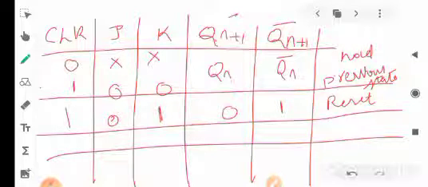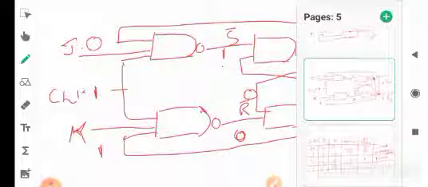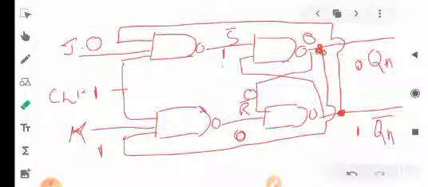Next we give 1 here, and give 1 and 0 here. Then see here what happens. Next we give 1 and 0. This clock pulse will be high. J is equal to 1 and K is equal to 0. 1 into 1, 1 complement will be 0.